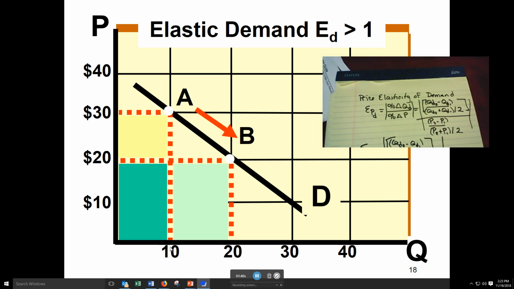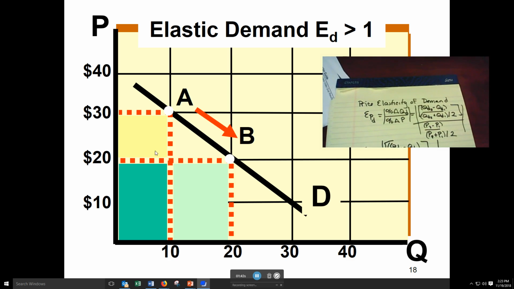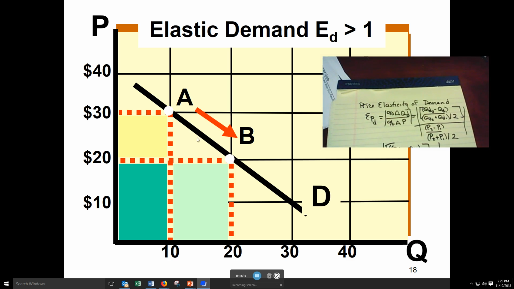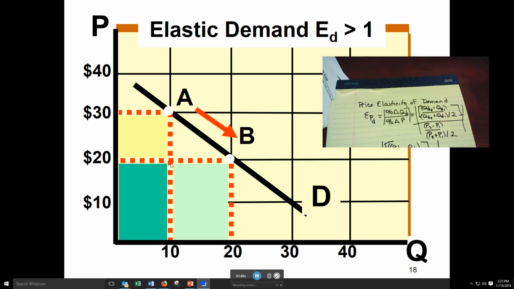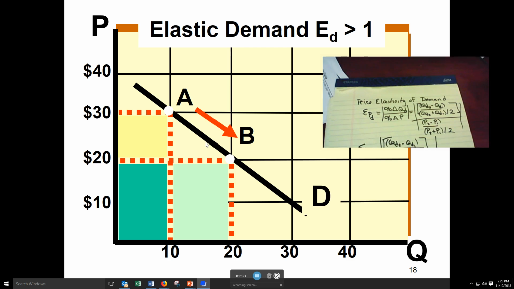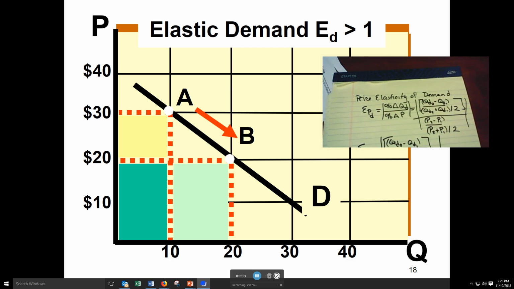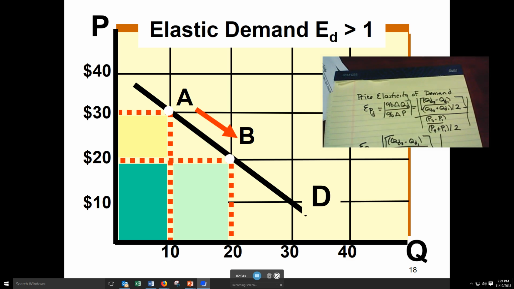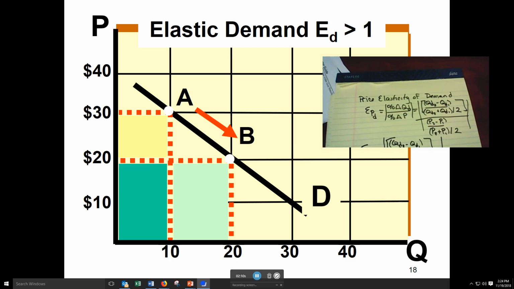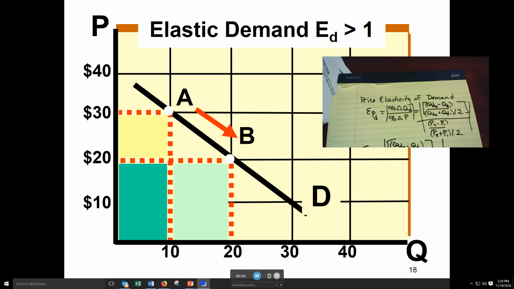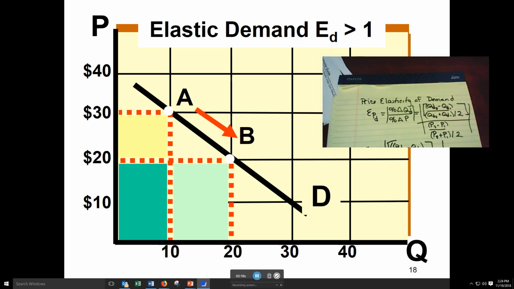Now that doesn't work because if we move up or down a demand curve, if we went right back from B to A, here we'd have 20 minus 10 over 20. We get different answers. So we use what's called the midpoint formula. The midpoint formula, we take the difference in the two quantities, so 20 and 10 here, and we divide it by the average of the two quantities. So here's 20 plus 10 divided by 2. So that would be 20 minus 10, which is 10, over 30 divided by 2, which is 15. We get 2 over 3 as we moved up the curve here for quantity demanded.